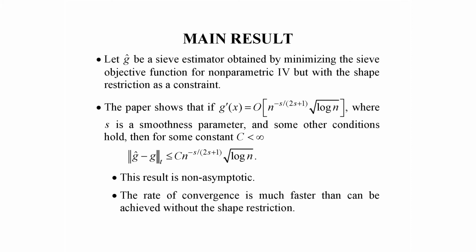then, and some other conditions hold that Daniel talked about briefly, and I won't talk about at all, then you get this fast rate of convergence. Well, it's not just a rate of convergence, you get this exact finite sample inequality in this truncated norm, not in the ordinary L2 norm, but in the truncated norm. The result is non-asymptotic, and the rate of convergence that's implied by this result is much faster than can be achieved without the shape restriction. So that's basically what Daniel was showing.